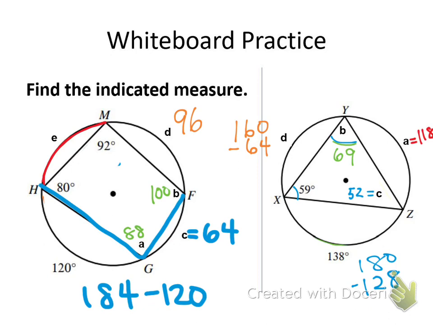And then what can I find now that I know that angle C or Z, however you want to say it, is 52? Yeah, D, because it's the intercepted arc. So what do I do here to find D? 52 times 2, which is 108.